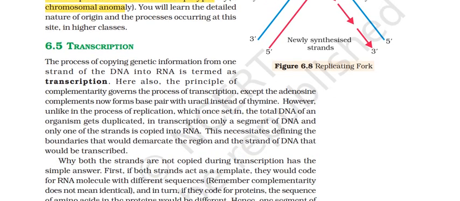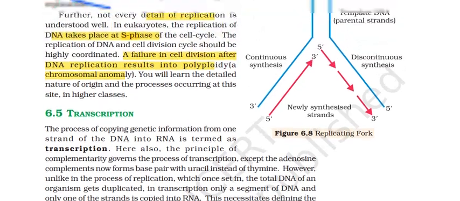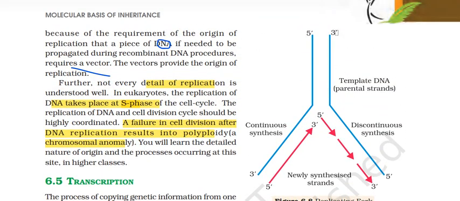This is something given over here, replicating fork. I told you it's Y-shaped. So अगर ये हमारा template DNA है 3' to 5', fine. इसमें जब बनेगा तो वो बनेगा हमारा, see if this is like this. अगर यहाँ से जा रहा है 5' to 3', तो इसको वहाँ से आना पड़ेगा 5' to 3' और ये fragments में बनेगा. इनको हम Okazaki fragments बोलते हैं.